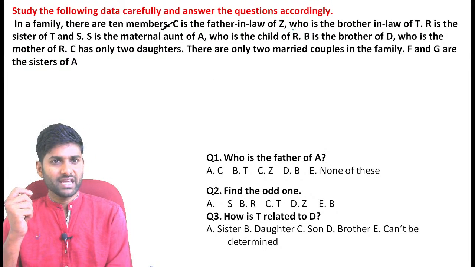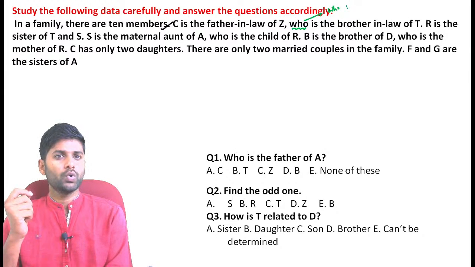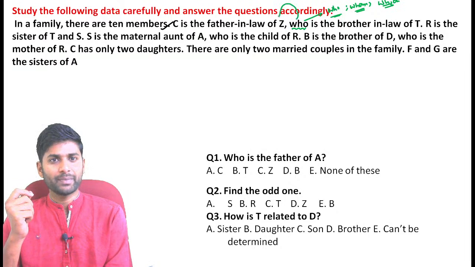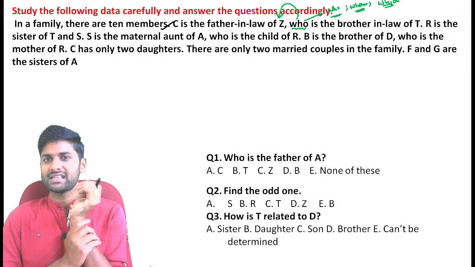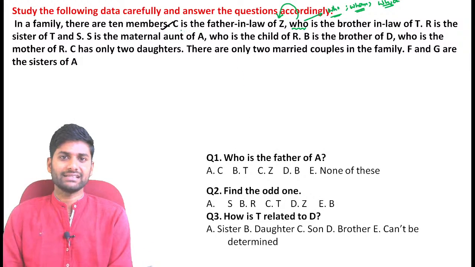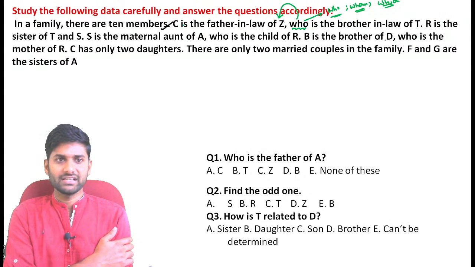See, remember, guys, any term related to who, whom, which, all these three terminologies. Any W term is always indicated with the previous connected statement. Means instead of who, you can replace this with Z. Means you just read like that, guys. C is the father-in-law of Z. Z is the brother-in-law of T. That is the meaning, guys.